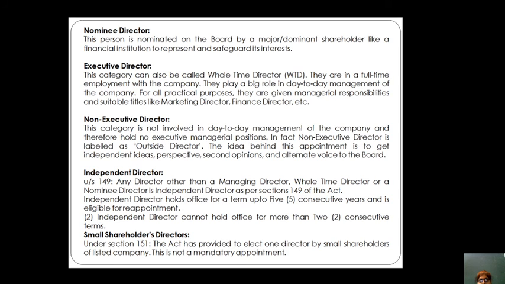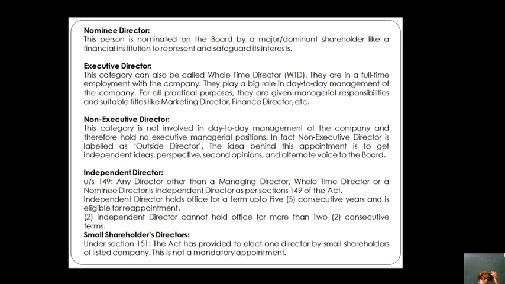An individual is appointed as a director and he continues his services till the completion of 5 years, that is 5 consecutive years, and is eligible for reappointment. Only this kind of director or this individual is eligible for reappointment as a director in a company, correct? But a managing director cannot be an independent director; a whole-time director or a nominee director cannot work as an independent director, correct?